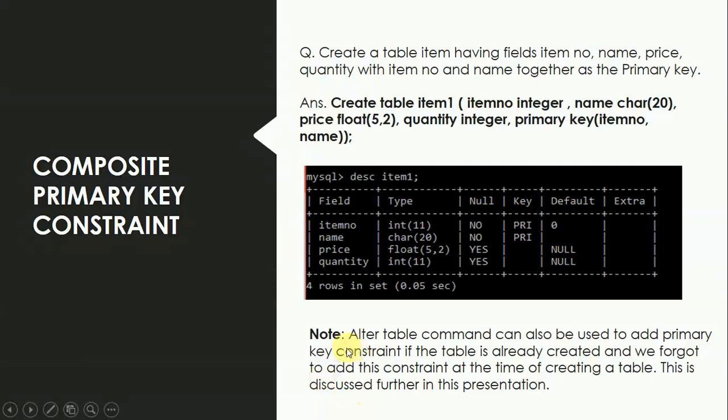And it is important to note that the alter command can also be used to add primary key constraint if the table is already created and we forgot to add this constraint at the time of creating a table. So if you forgot to add this constraint at the time of creating a table, you can use alter table command to add this constraint later.